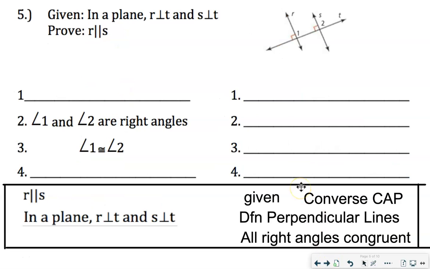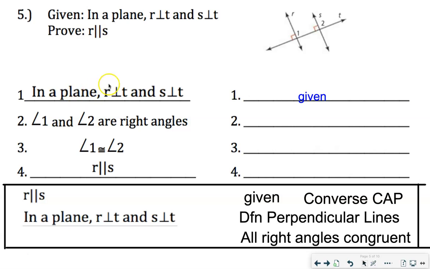Here's proof number 5. This is something from the 3.4 notes that you would have watched. We didn't do an assignment on it. So here's my given. Here's where I want to get to. Here's kind of how we should go through this one then.